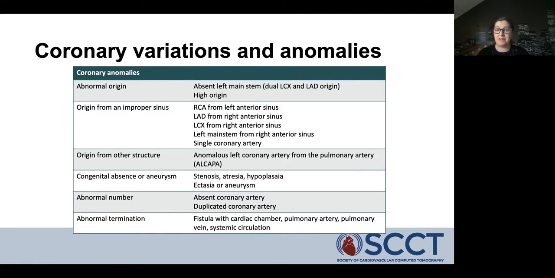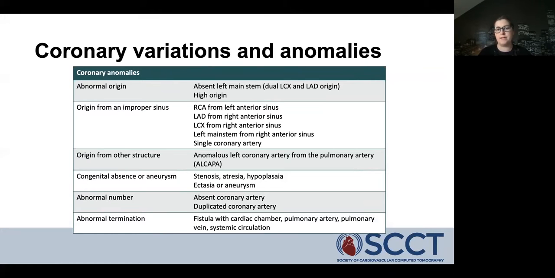So coronary anomalies, we can start with an abnormal origin. So is the left main stem there? Is it absent? Are there more than one? Or are the origins higher up in the aorta than they would normally be? High origin doesn't have any particular clinical significance normally, but can be important if the patient's gone for invasive coronary angiography and they're struggling to find the blood vessel and then come to CT to find out if there's an anomalous vessel. And similarly, the surgeons are interested in knowing this as well.